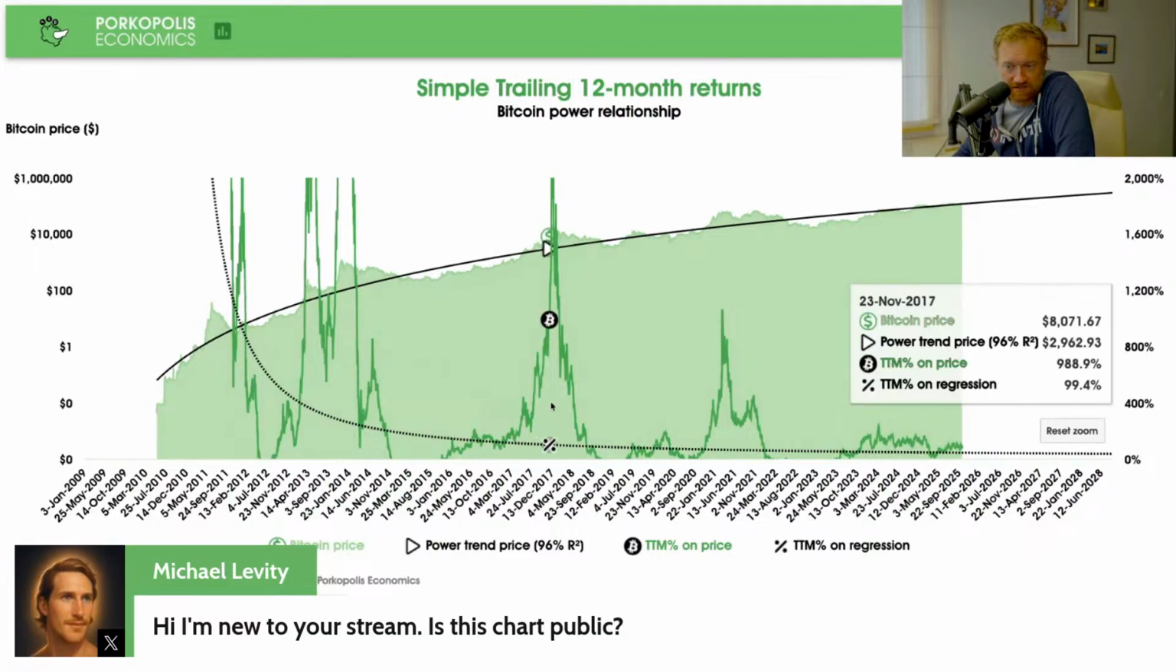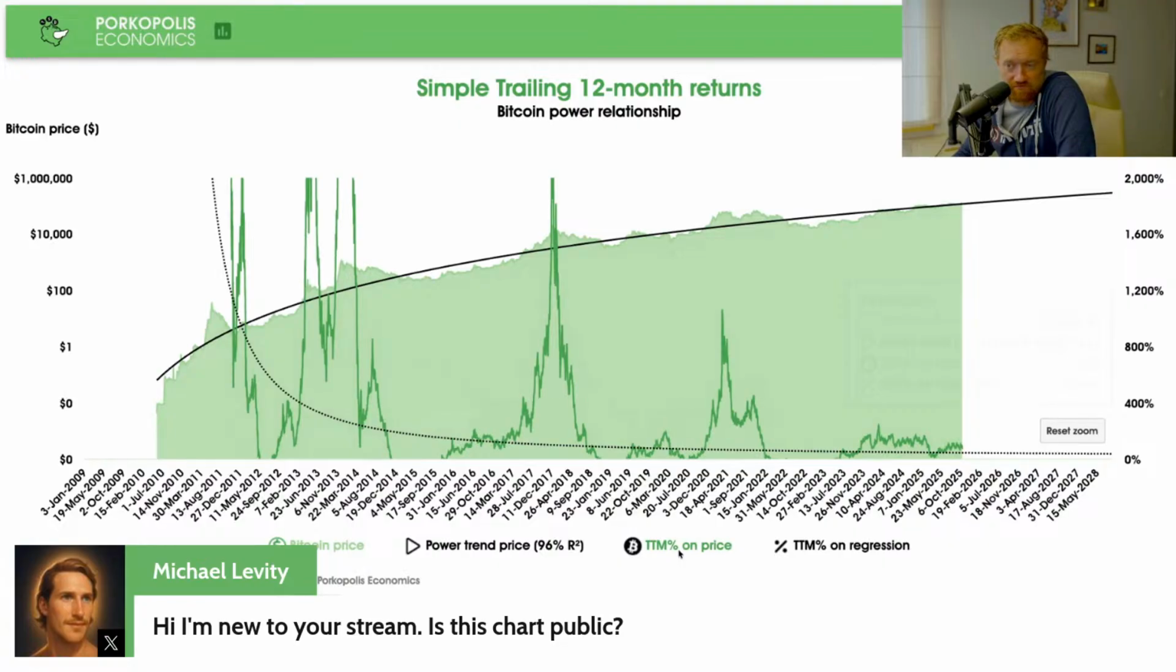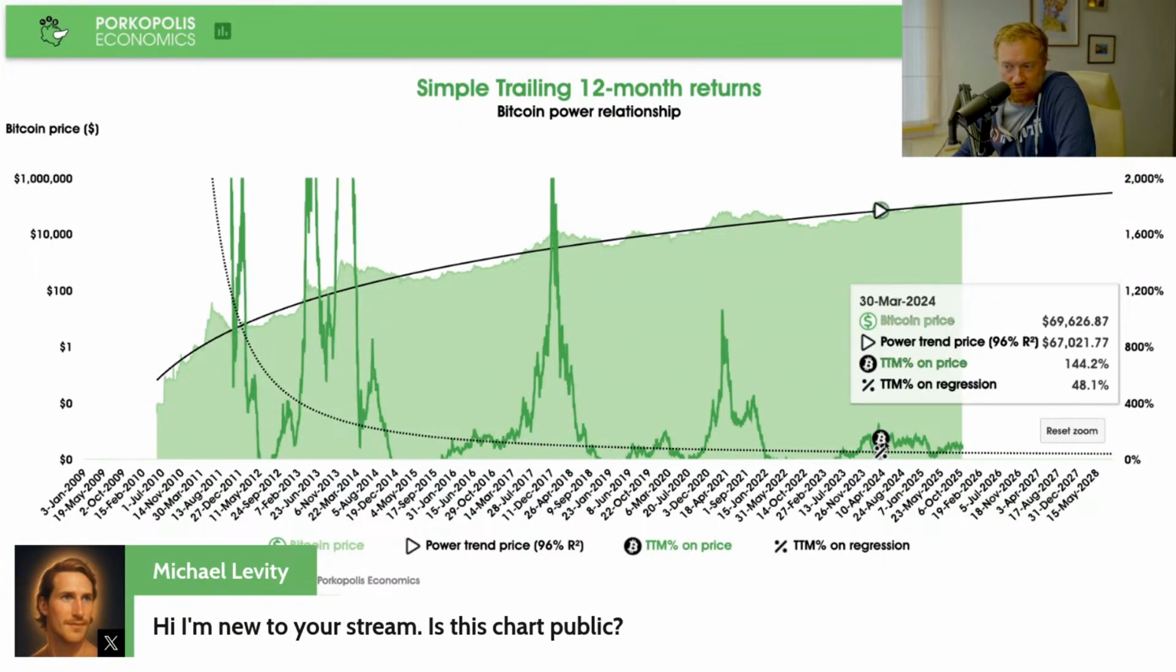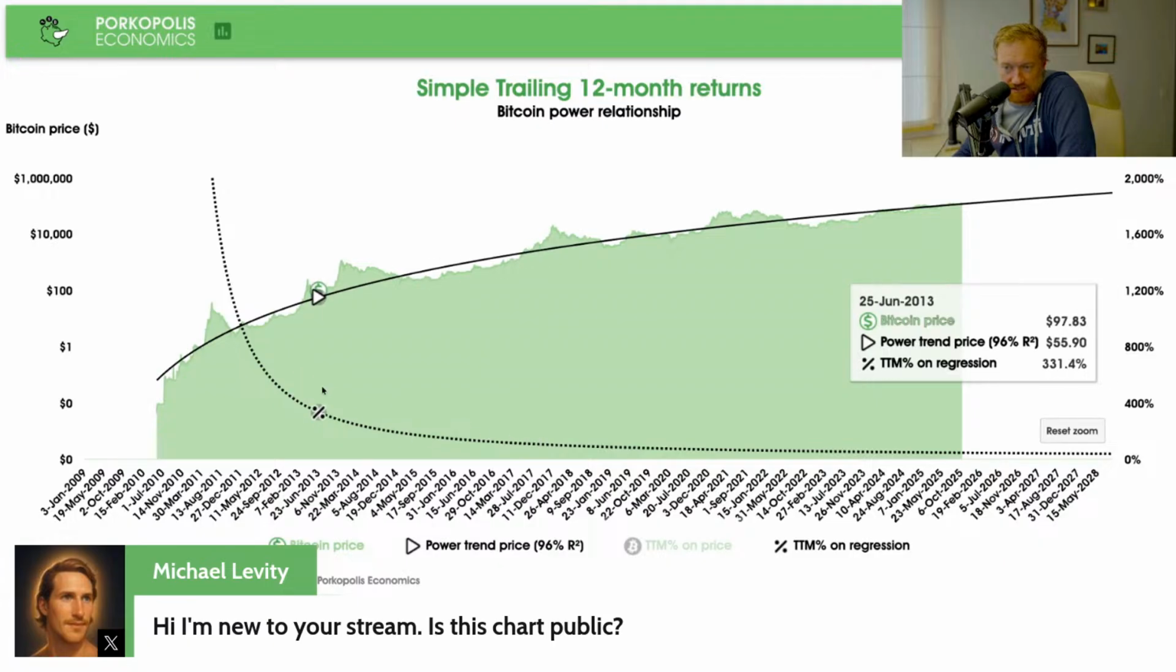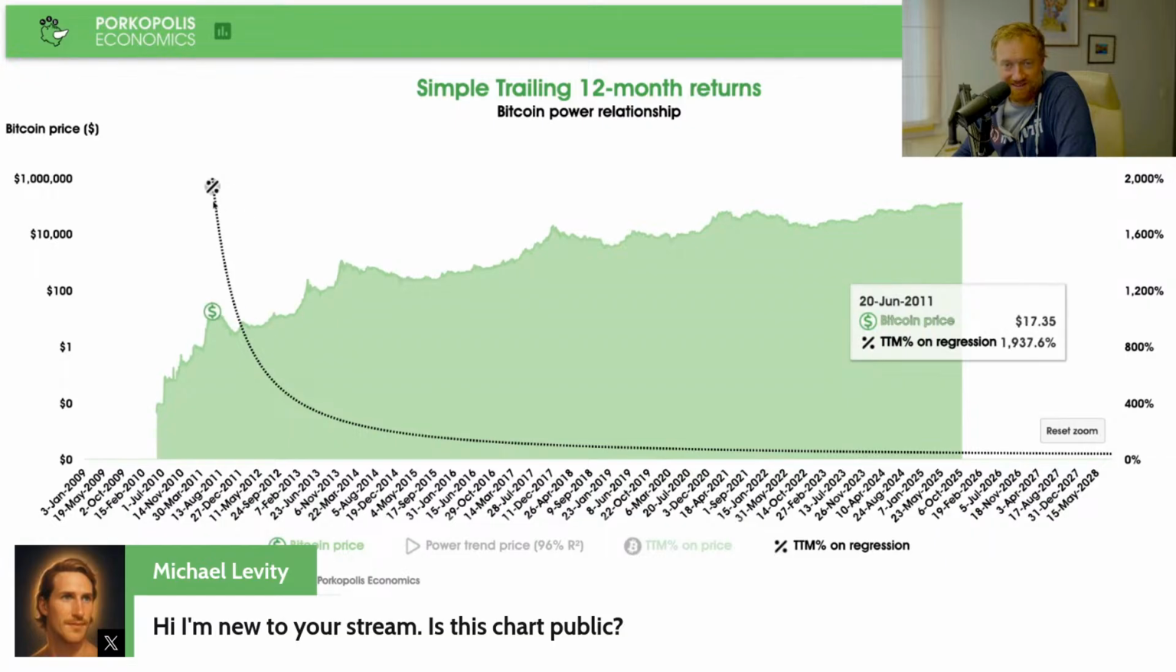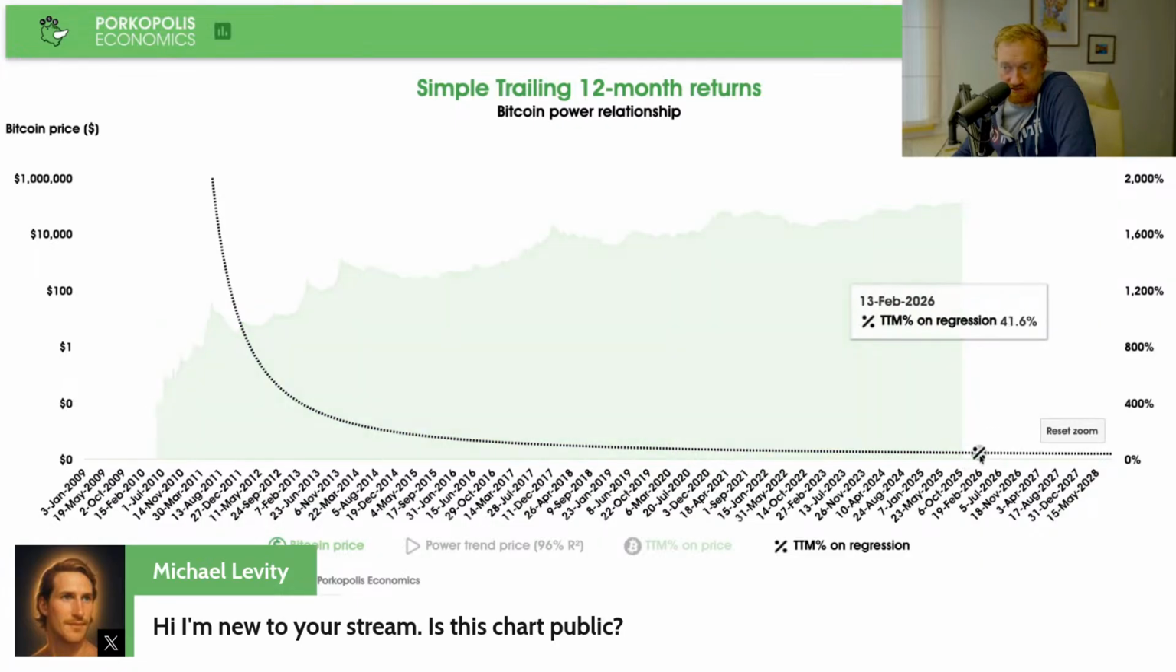Right. We've had crazy growth. The green is the actual trailing 12-month growth. So crazy, certainly volatile. Notice how the volatility has come way down. And then the dotted line is the trailing 12-month on the regression, on the curve itself. So we come way down. Notice this curve. Now I'm looking at Bitcoin's trailing 12-month CAGR, same thing basically. We're at 42% right now, or moving to 42% by the end of the year.